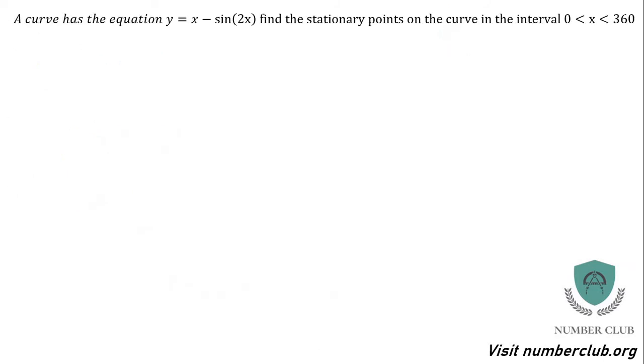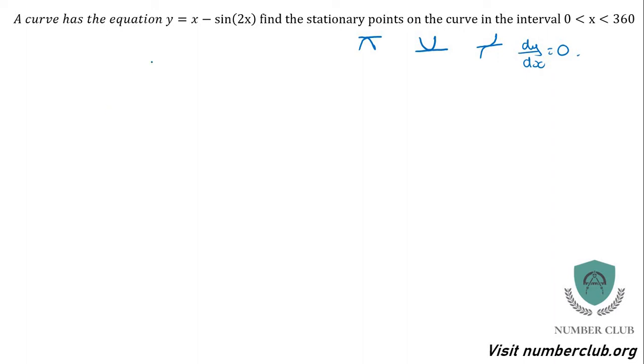So a curve has an equation y equals x minus sine of 2x. Find the stationary points on the curve. Now, the stationary points on a curve are where the gradient is equal to 0, okay? They could be a maximum, gradient 0, a minimum, gradient 0, or a point of inflection, gradient 0. But for all of those, dy by dx is going to equal 0 because you've got a stationary point.